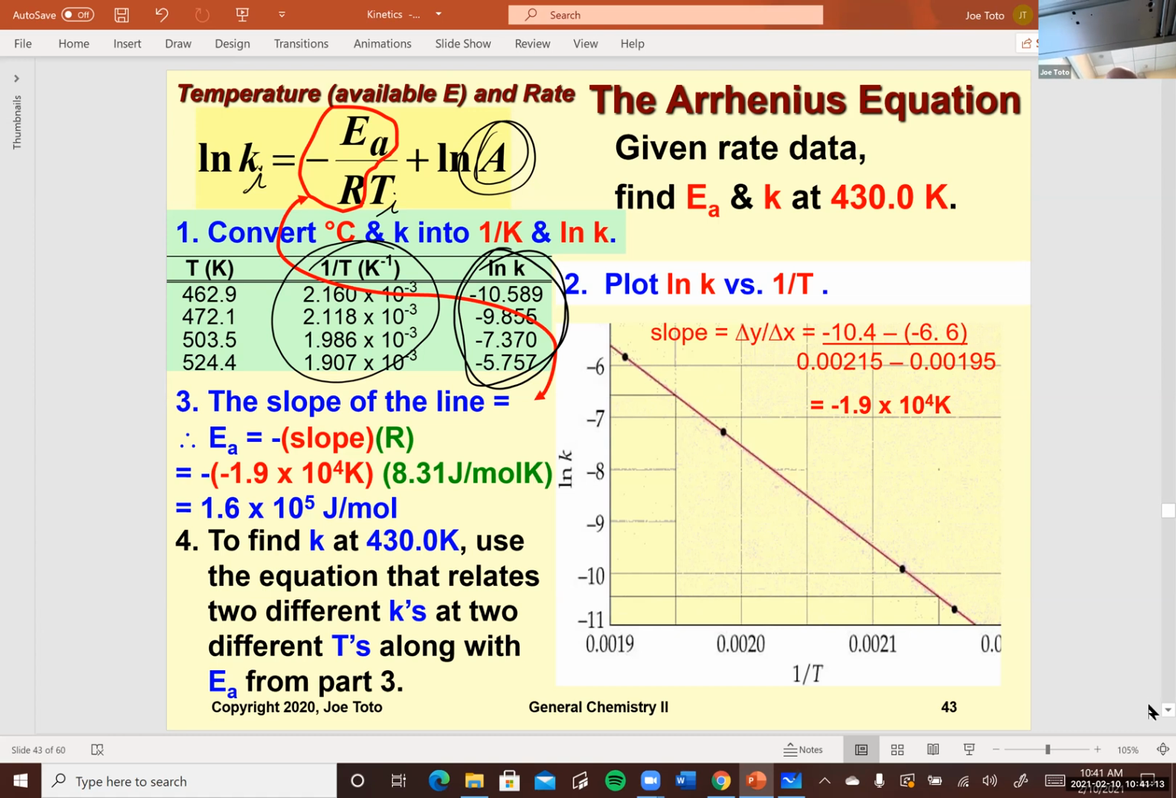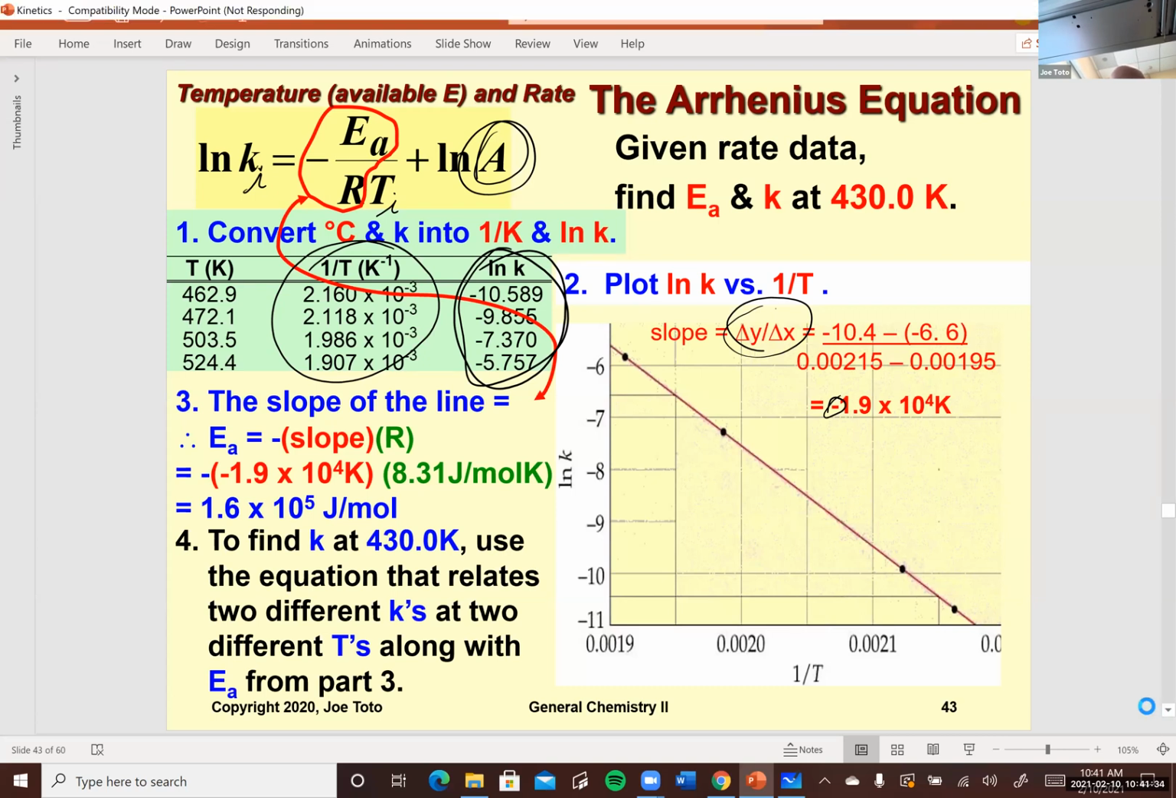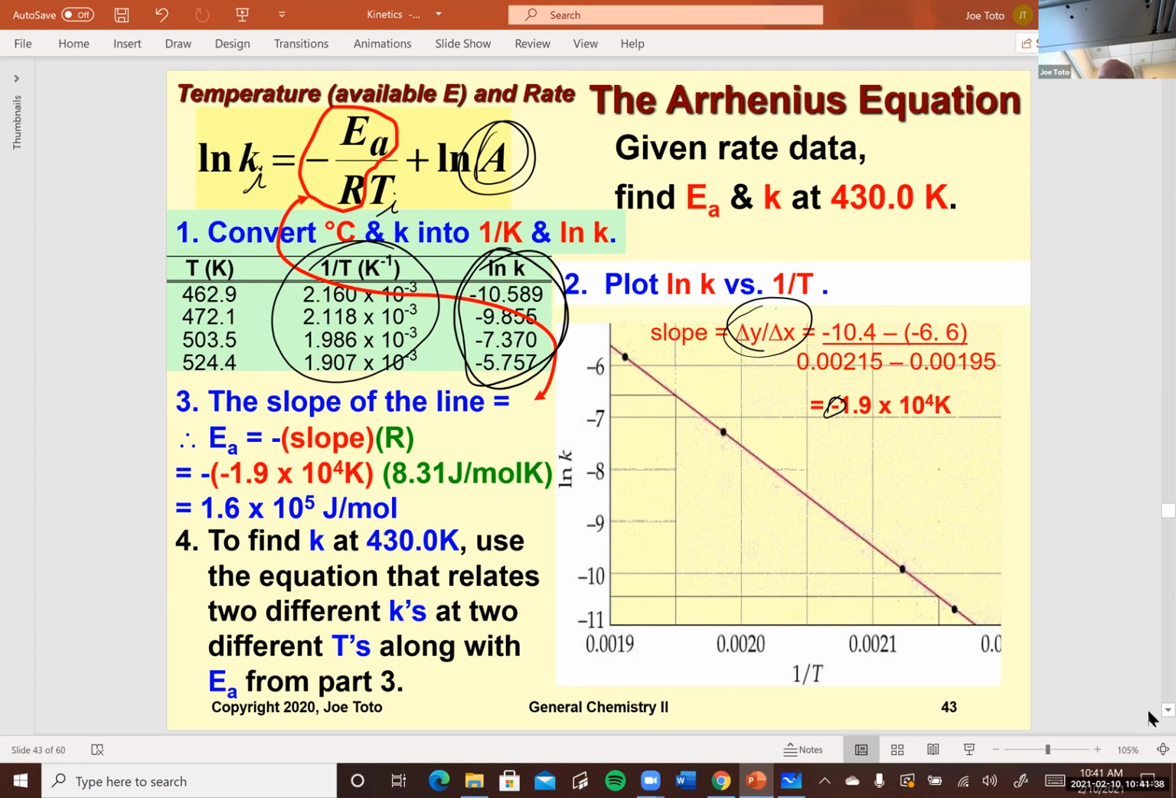All righty. Any questions so far? So you can look through that, check out the numbers. It's all the same stuff. Slope is calculated by change in y over change in x. You see that it's negative, and it should be negative because EA is positive. Okay, so we're good.